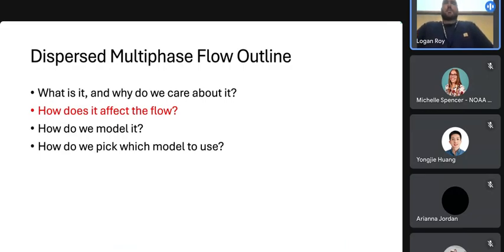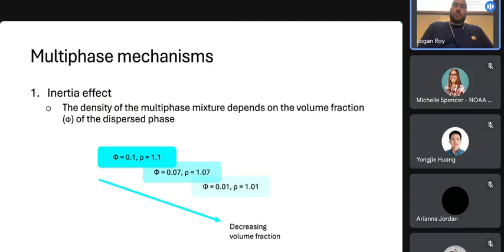So now we'll go into how it affects the flow. We'll start with these multi-phase mechanisms. The first of which is something called the inertia effect. The way this works is the density of the multi-phase mixture starts to depend on the volume fraction of the dispersed phase. So if you have heavy particles inside of this multi-phase setting, you have this relationship with this volume fraction denoted by phi and density. So you get this density dependence due to the introduction of the particles or the dispersed phase.